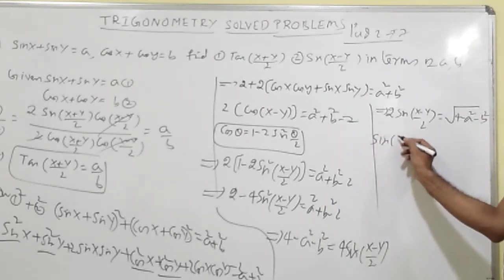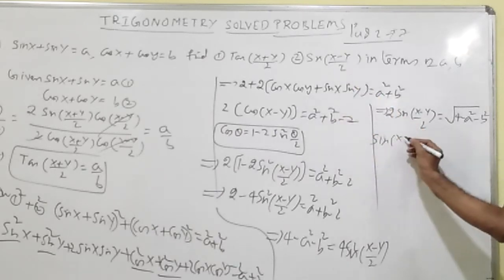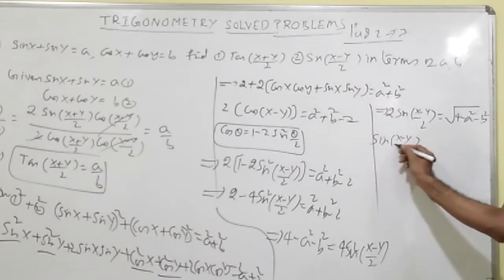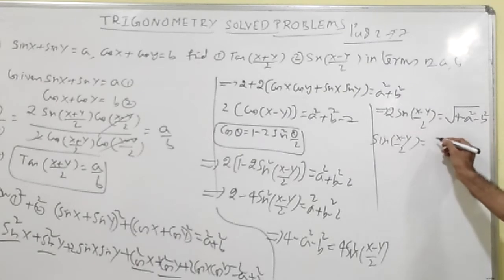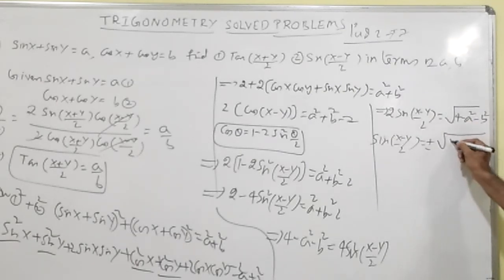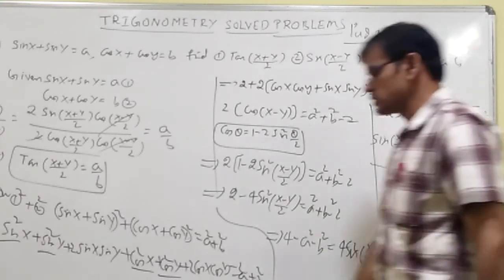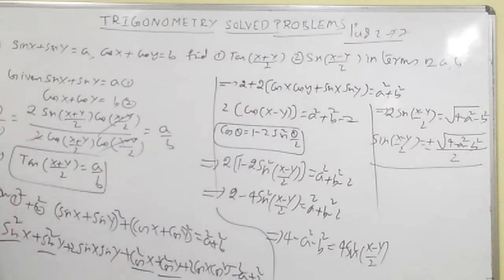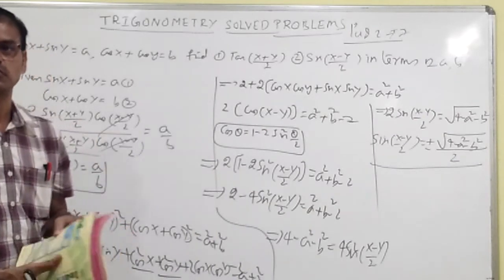Next, we need to calculate sin of (x minus y) by 2. So sin of (x minus y) by 2 is equal to, for the square root we can put plus or minus, square root of 4 minus a square minus b square, by 2. This is the value. Sin of (x minus y) by 2 is equal to plus or minus root of 4 minus a square minus b square by 2.